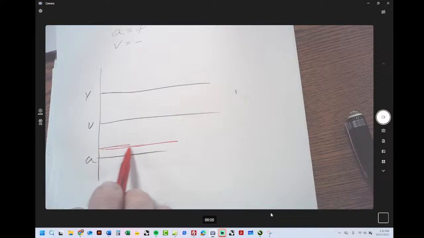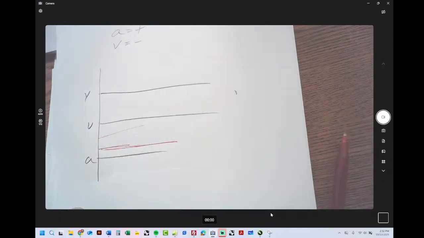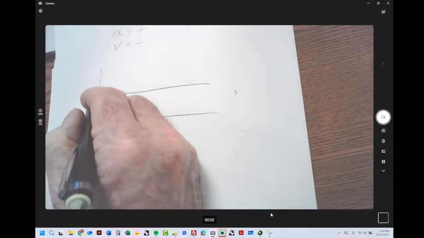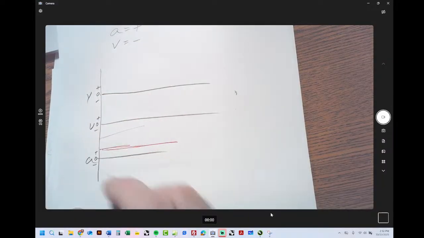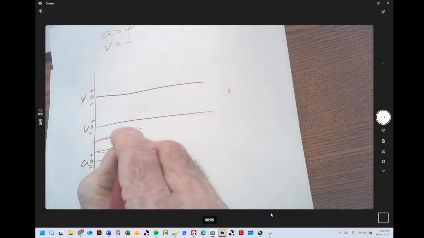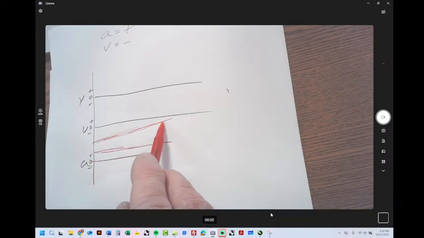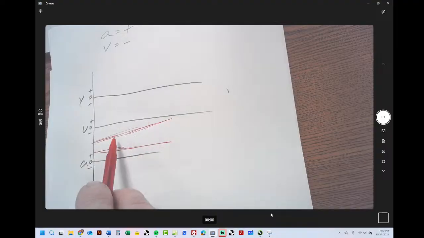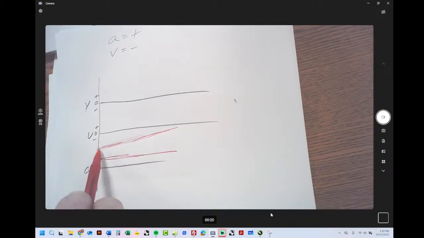So acceleration is positive and constant. And positive and constant means the velocity slope needs to be positive and constant, but it needs to be, let me put a 0 in here, 0, 0, 0, positive, negative. It needs to be down in the negative region, like this. So velocity is negative, still negative, but slower. And then position needs to have slopes that do this.